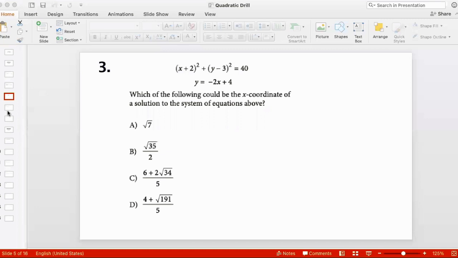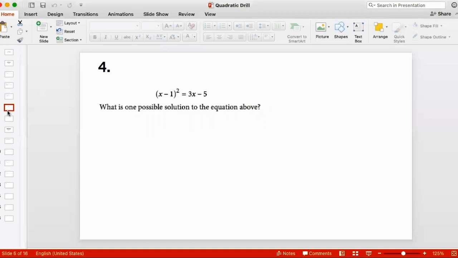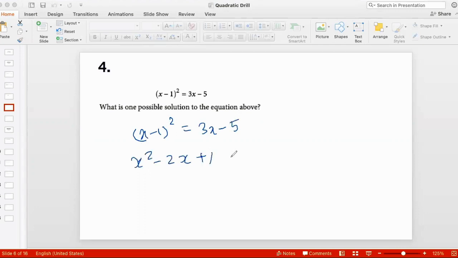Okay. Question 4. What is one possible solution to the equation above? Okay, so let's just write this. We have x minus 1 the whole squared is 3x minus 5. This is x squared minus 2x plus 1, and that's 3x minus 5. So x squared minus 5x plus 6 is 0.